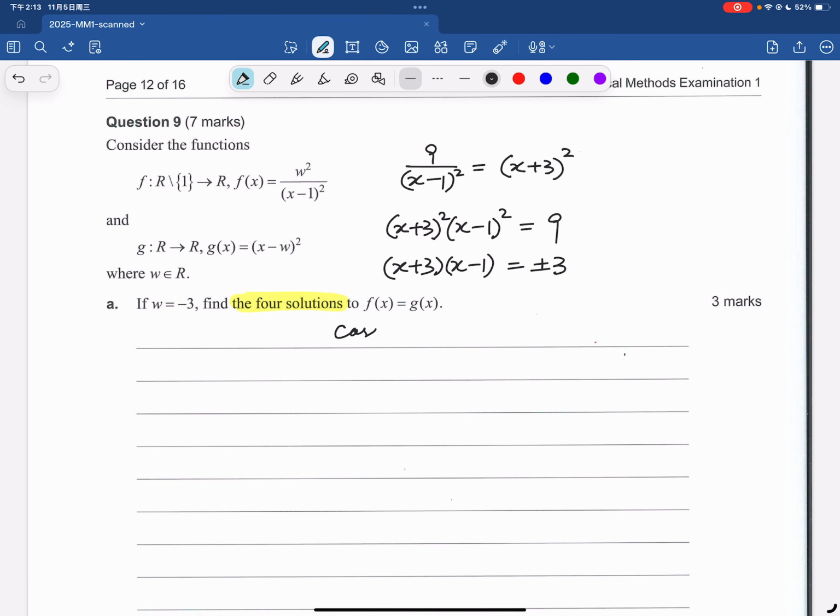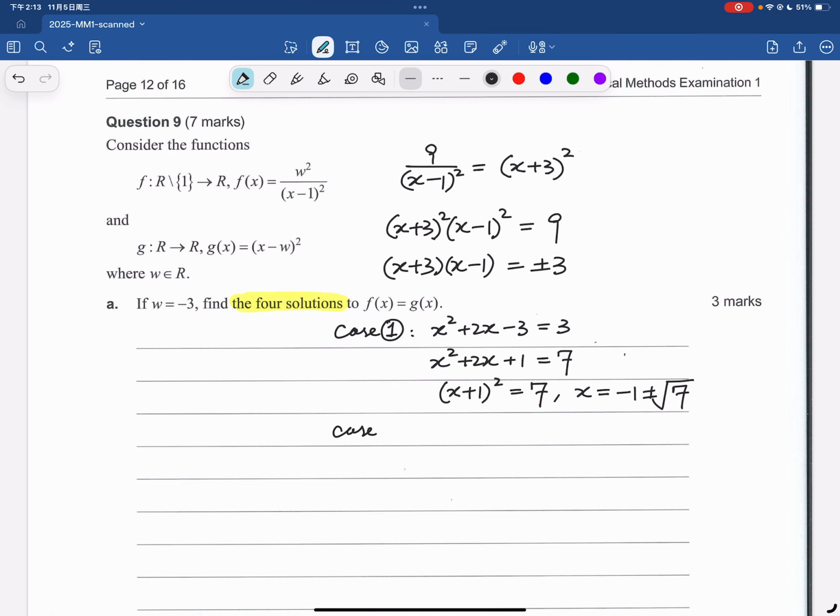Then case 1, you will get, for example, x squared plus 2x minus 3 equals to 3. So you get x squared plus 2x plus 1 equals to 3 plus 1, that's 7. I'm completing the square on the left-hand side, so x plus 1 squared equals to 7. So x equals to, for example, minus 1 plus or minus square root of 7.